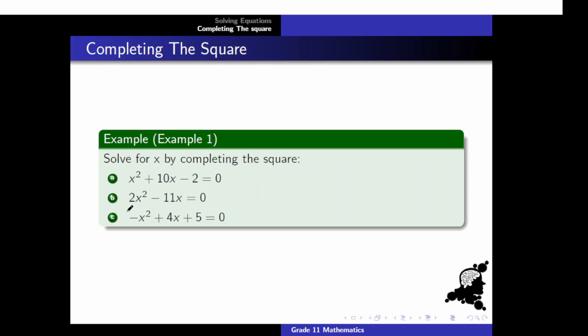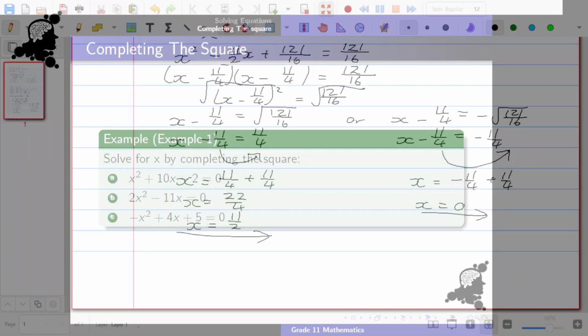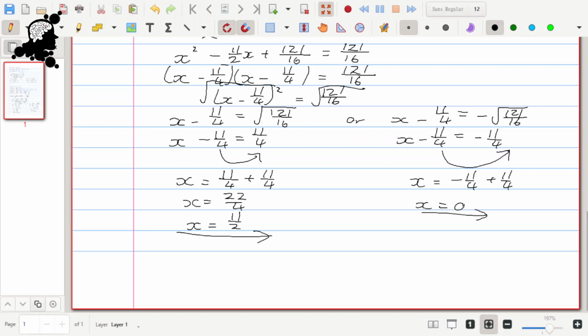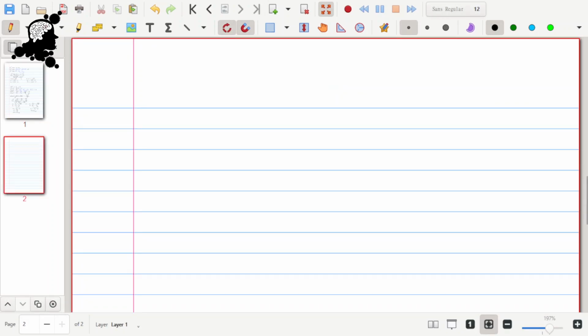Lastly, we've got negative x squared plus 4x plus 5 equals 0. Let's look at this one. So firstly, let's have a new sheet of paper. And this is going to be negative x squared plus 4x plus 5 is equal to 0.